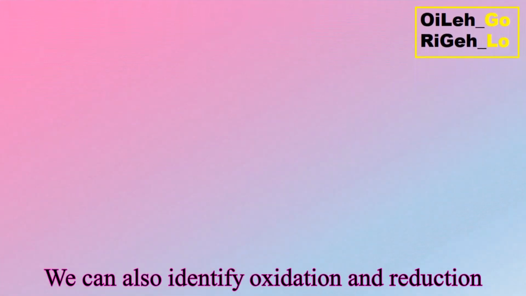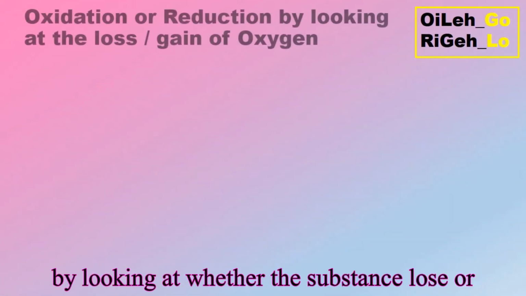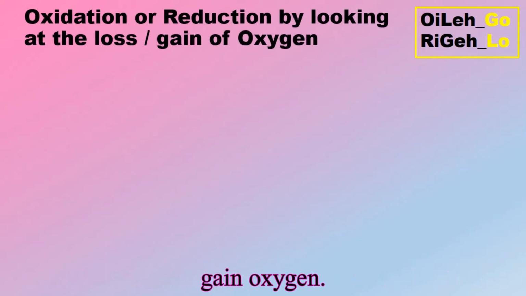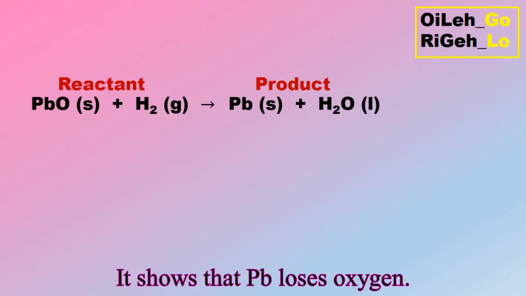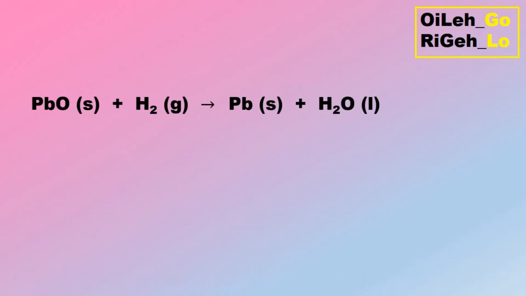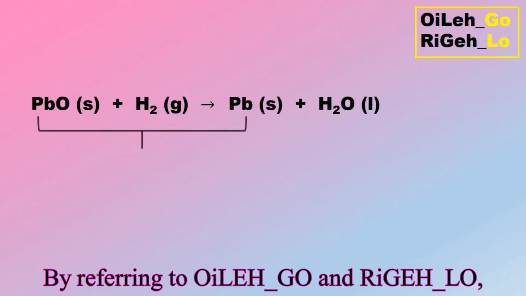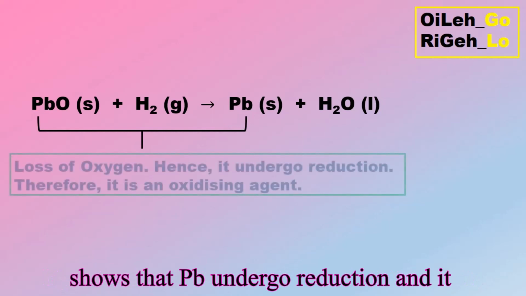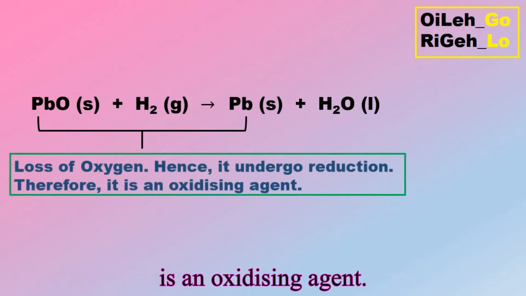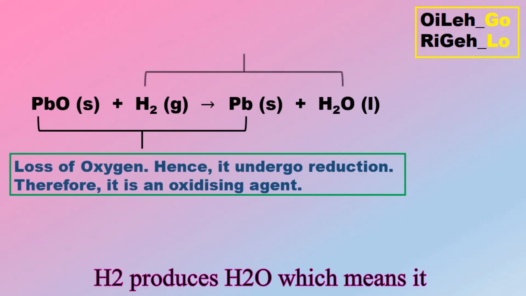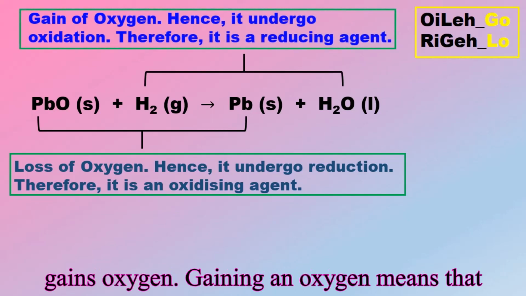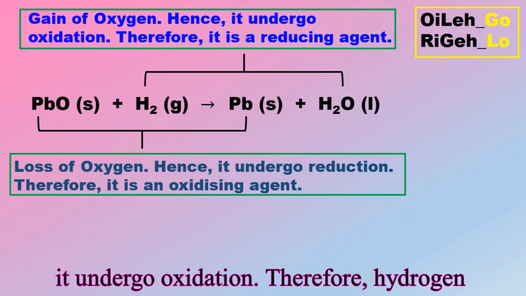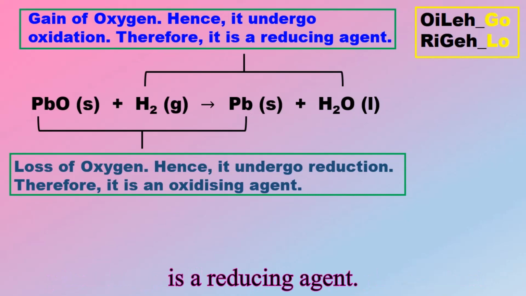We can also identify oxidation and reduction by looking at whether the substance lose or gain oxygen. So, in the equation, PbO produces Pb. It shows that Pb loses oxygen. By referring to Euler-Go and Rege's law, shows that Pb undergo reduction and it is an oxidizing agent. H2 produces H2O, which means it gains oxygen. Gaining an oxygen means that it undergo oxidation. Therefore, hydrogen is a reducing agent.